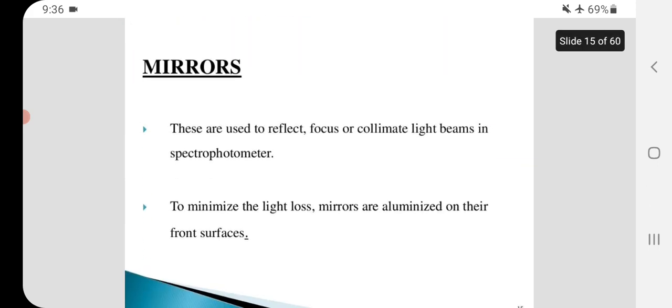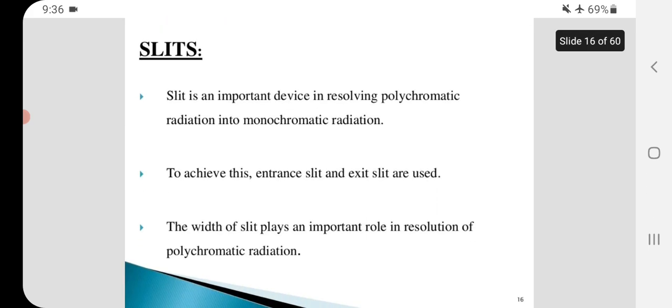Next, mirrors. These are used to reflect, focus or collimate light beams in the spectrophotometer. To minimize the light loss, mirrors are aluminized on their front surfaces. Slits. Slit is an important device in resolving polychromatic radiation into monochromatic radiation. To achieve this, entrance slit and exit slit are used. The width of slit plays an important role in resolution of polychromatic radiation.